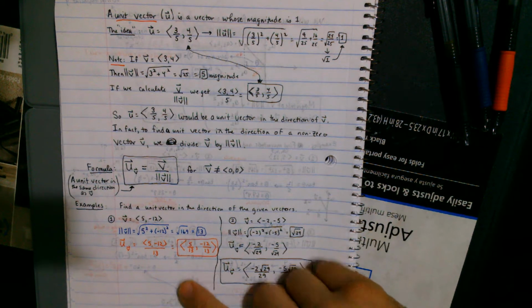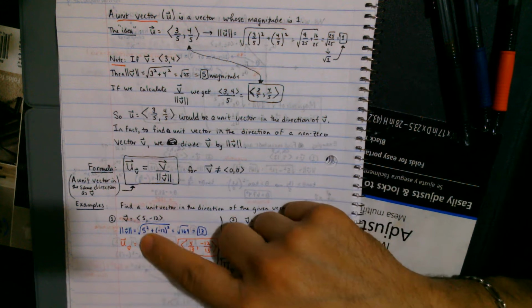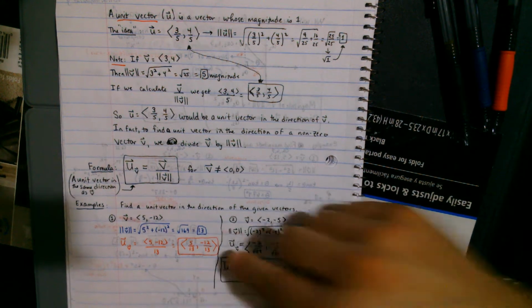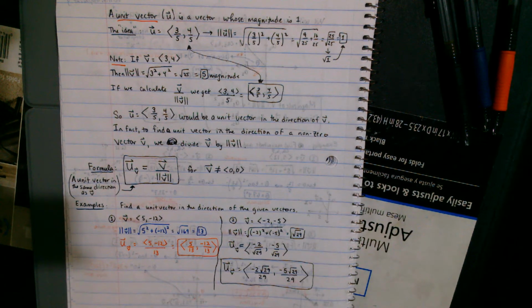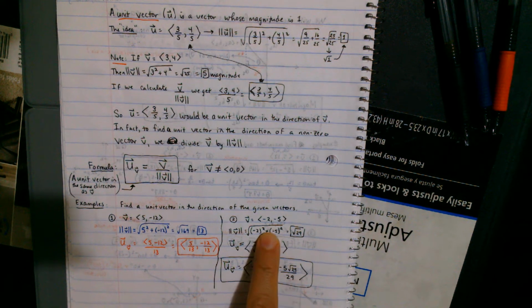So very simply, find the magnitude and divide each coordinate by that number. So divide each one by 13. So 5 over 13, comma, negative 12 over 13 will be a unit vector in the direction of 5, negative 12. This one, same thing.